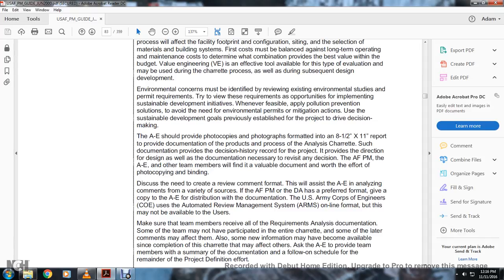Where their efforts with the photocopy and the bidding, discuss the need for the criteria of the review and comment format. This will assess the architectural analysis and comments from the various sources of the Air Force program manager and the DA, and the preferred format. Give the copy of the architectural engineering distribution of the documentation. Use the Army Corps of Engineers or the COE automated review management system, ARMS, an online format, though it may not be available to the user.